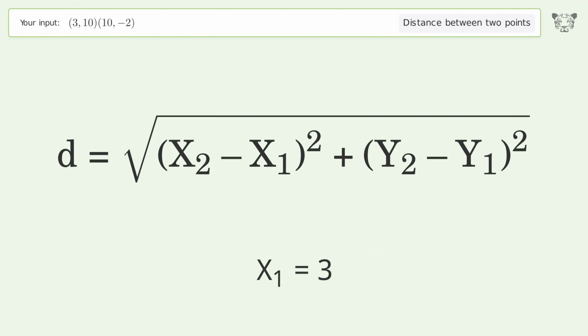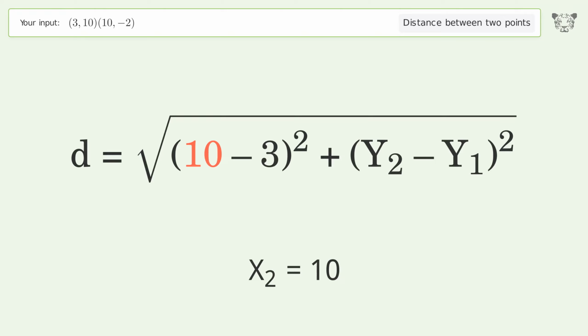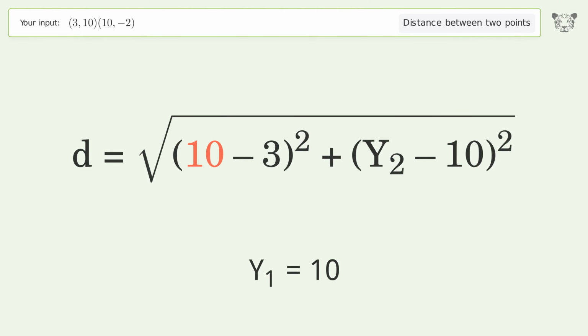x1 equals 3. x2 equals 10. y1 equals 10. y2 equals -2.